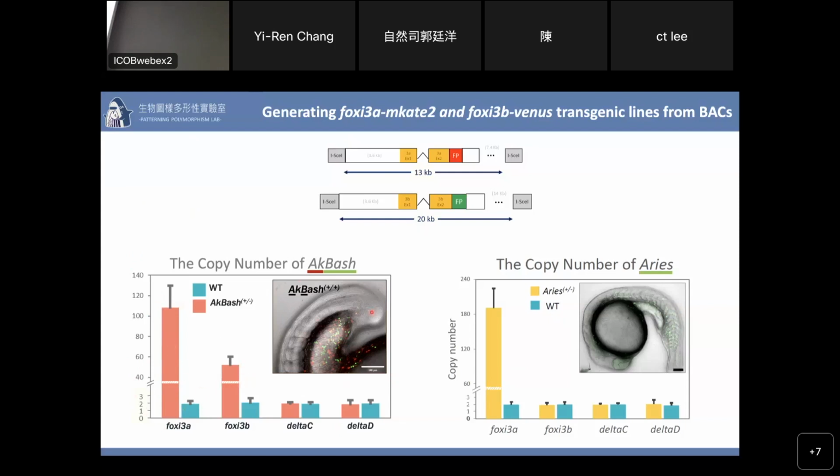But you can see the expression is quite good. The other transgenic line only has FOXI3A, in green color. It also has almost 100 copies of the transgene in this fish. So it gives us the opportunity to track them.